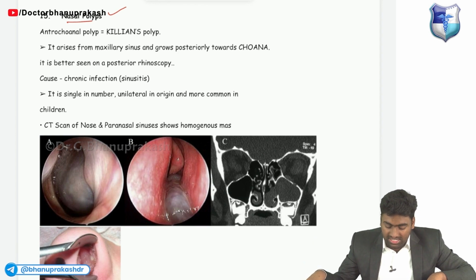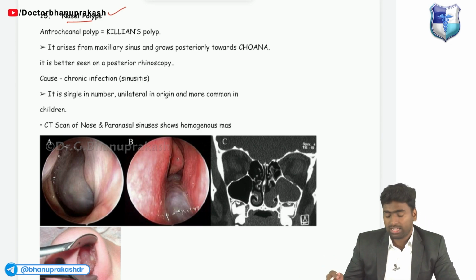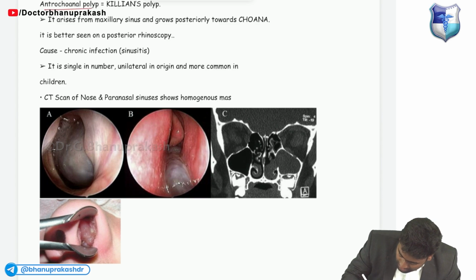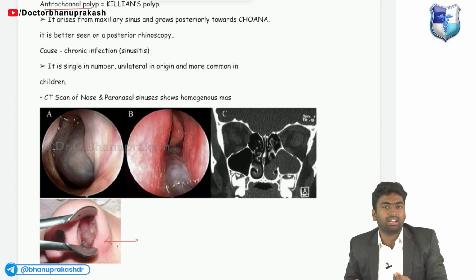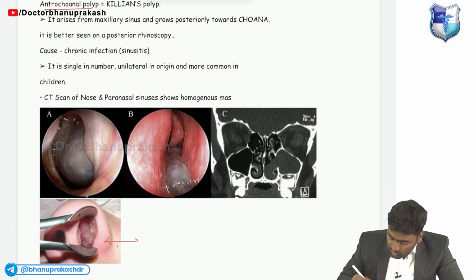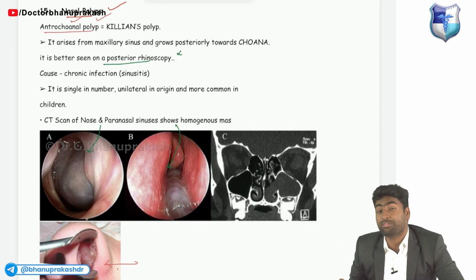Dr. G, it is in the ratio of 2:1:1. Oh, correct. So if you see nasal polyps, there are these two types: the antrochoanal polyp and the ethmoidal polyp. Remember the choana, it is at the posterior aspect of the nose. So the antrochoanal polyp will be at the level of the posterior part of the nose, and it will be visible on posterior rhinoscopy.